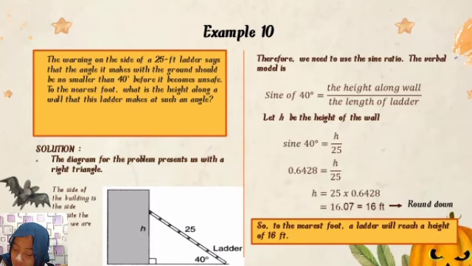the diagram for the problem presents us with a right triangle. The side of the building is the side opposite the angle we are using.